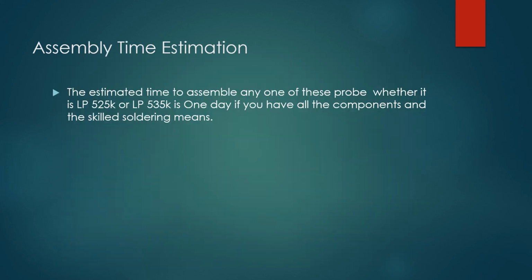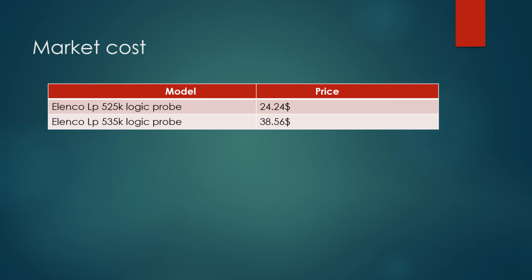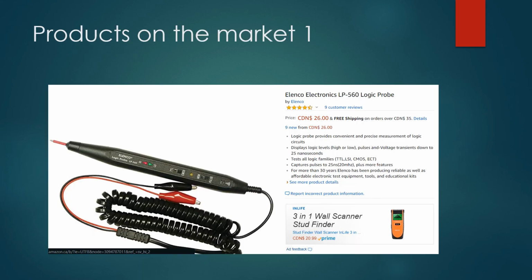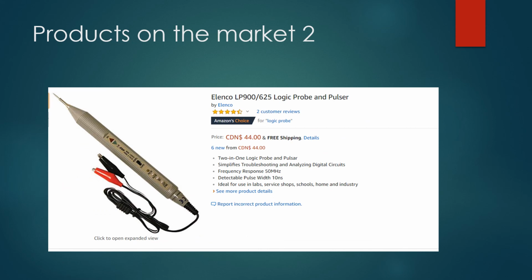The estimated time to assemble either of these probes, whether it is the LP525K or the LP535K, is approximately 1 day, if you have all the components and the skill for soldering. The prices of the probes are fair and not so expensive as they are older models. Some of the probes in the market are the LP560, about $26, and the LP900, which is about $44. The vendors are Amazon or eBay.